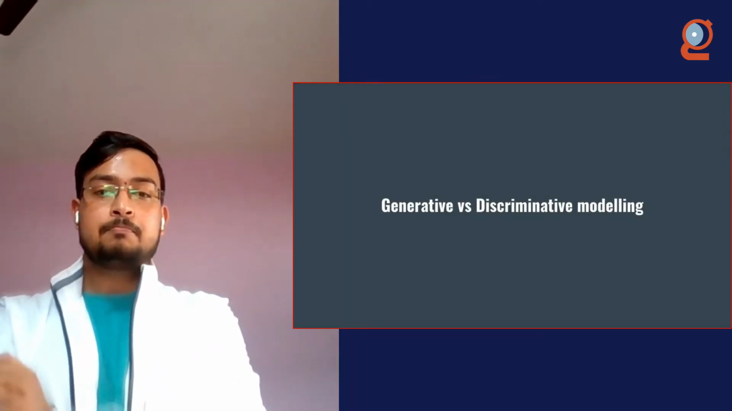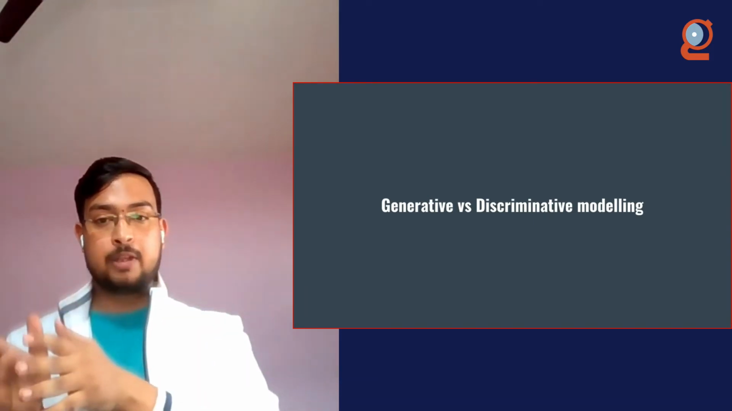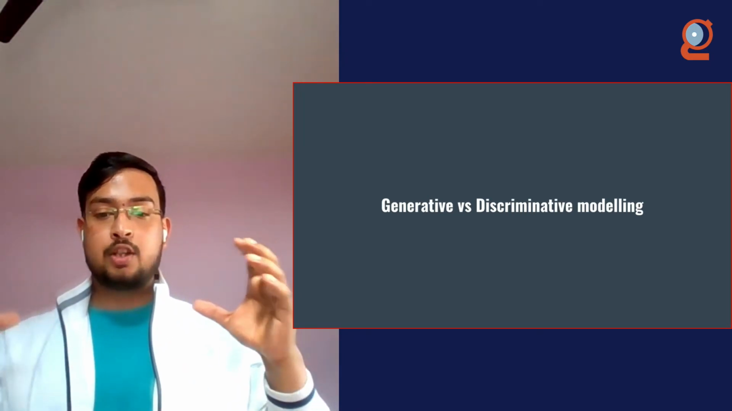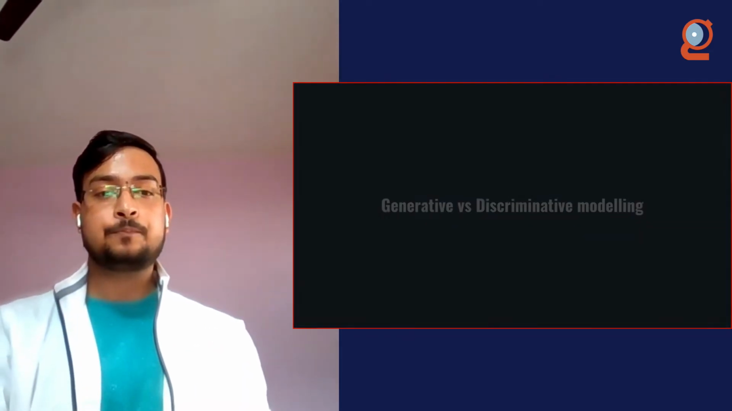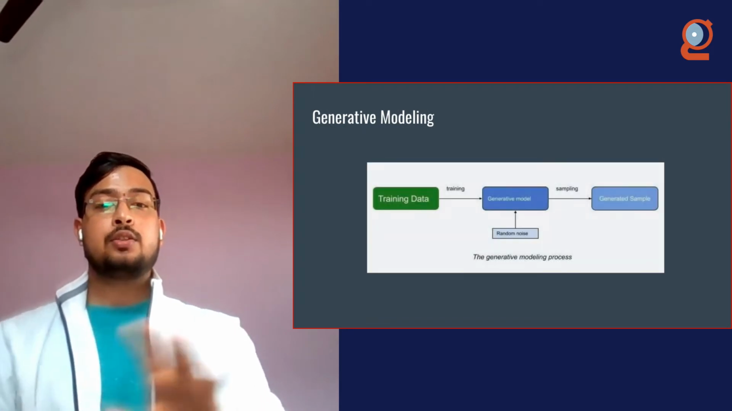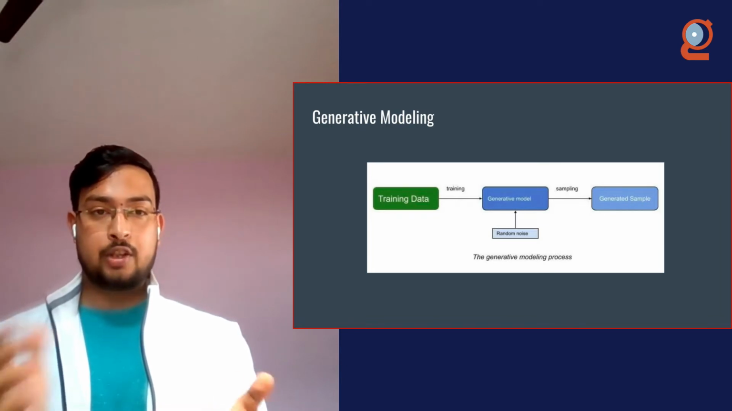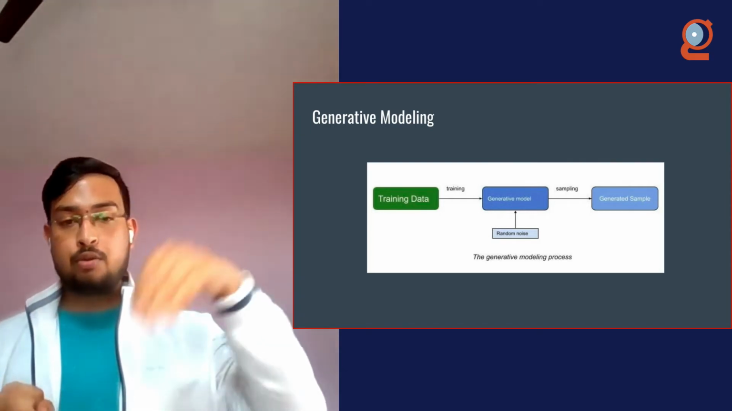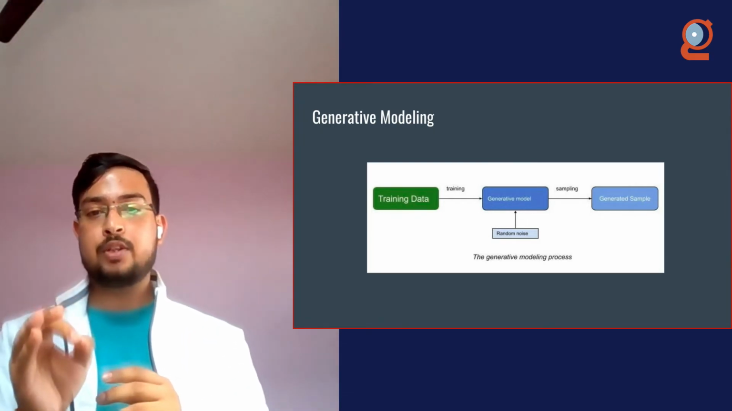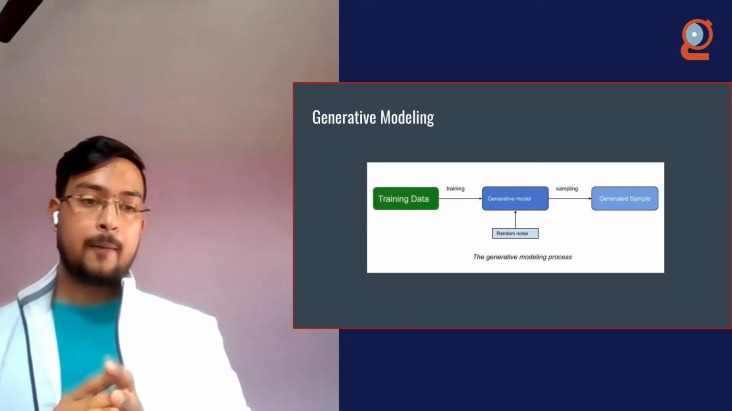Fooling and discriminating, that's all part of GANs. So the GAN consists of two components: generative and discriminative modeling. These two models together compete with each other, and then they produce the results which we desire. Starting with generative modeling, this is how the general flow of a generative model looks. We have training data and we have a generative model. The training data goes into the generative model, we feed in some random noise, and this is used as a generated sample. This is the simple flow of generative modeling.